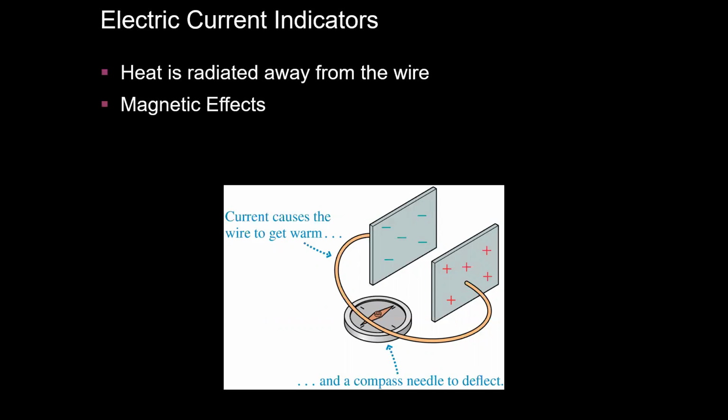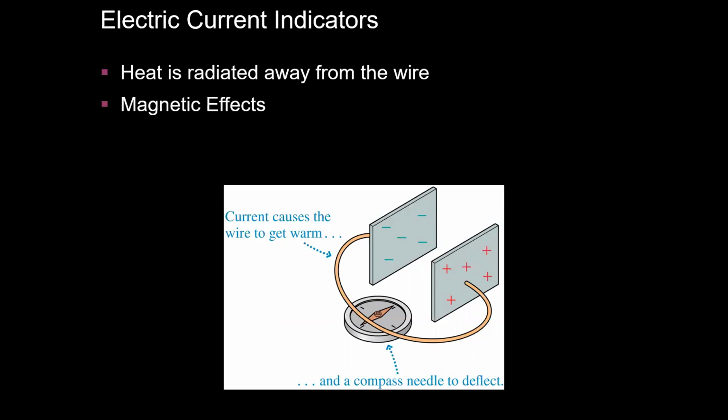The first one being that heat is radiated out, right? This is your toaster, this is your electric stove, this is your light bulb, or this is even your laptop or smartphone that gets hot after too much processing power. So the heat that's radiated out is one big effect of electric current.